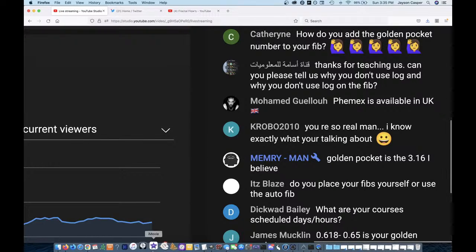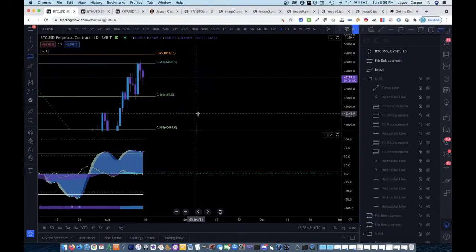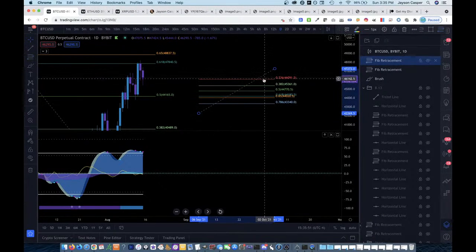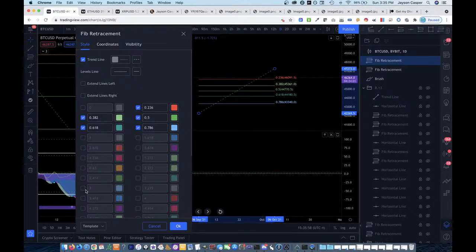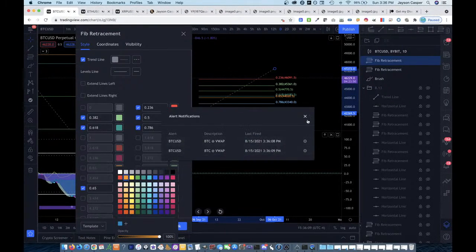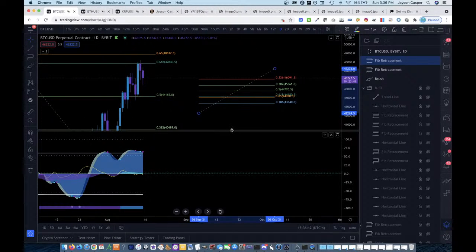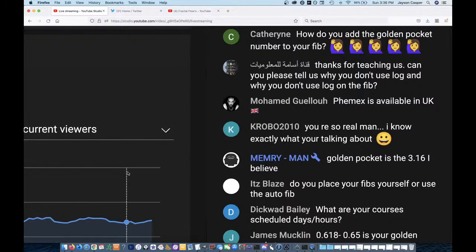How do you add the golden pocket number to your fib? Catherine wants to know. I kind of just went over this, but basically you're going to pull the fib, then double click the fib, and take one of these areas right here, like let's say the 3. Check the 3, then change the 3 to 0.65, push enter, and boom, you got yourself a 0.65. You want it to be orange? Make it orange. Boom, now you got yourself an orange 0.65. That's how you do it. It's quite simple, my friend Catherine.